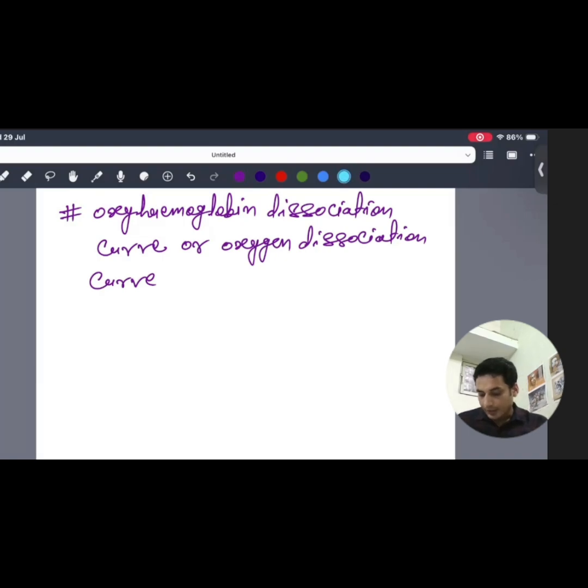Here is a graph between the percentage saturation of hemoglobin with oxygen. Percentage saturation of hemoglobin with oxygen means how much oxygen binds with the hemoglobin.